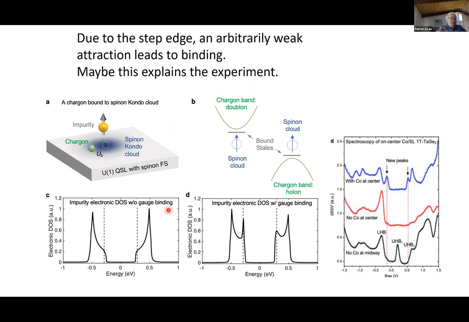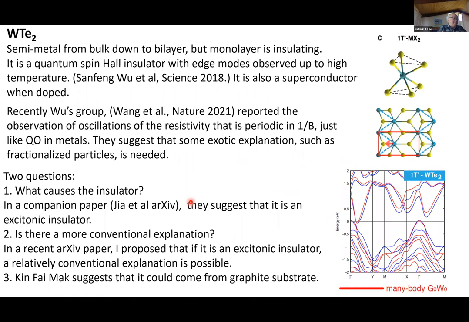Since I'm using up a lot of my time, let me go on to talk about the second topic, tungsten ditelluride. So forget about spinons for now. This is a different problem.